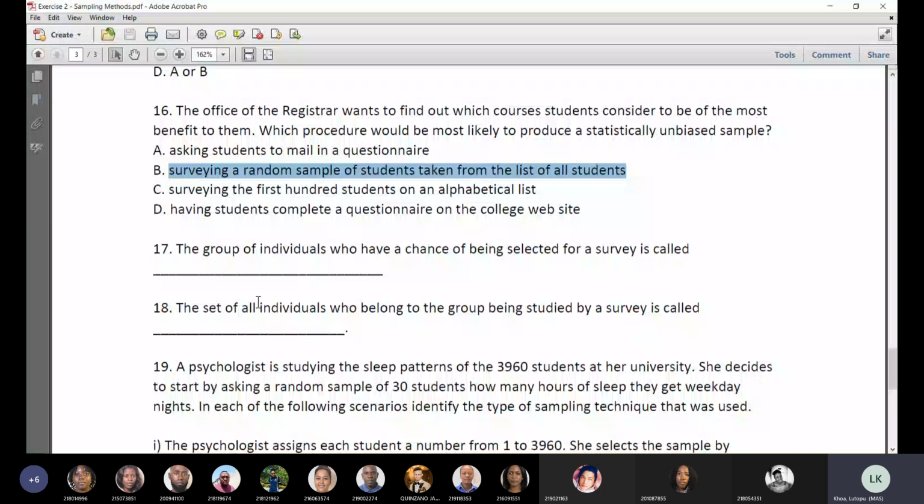Then number 18, the set of all individuals who belong to the group being studied by a survey. So we've moved from a population. Now we're looking at those that we are studying. That is our sample.